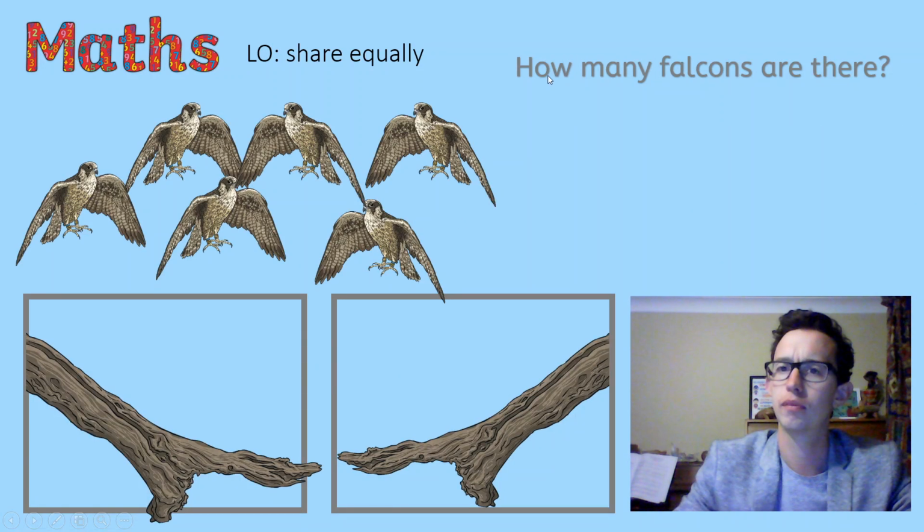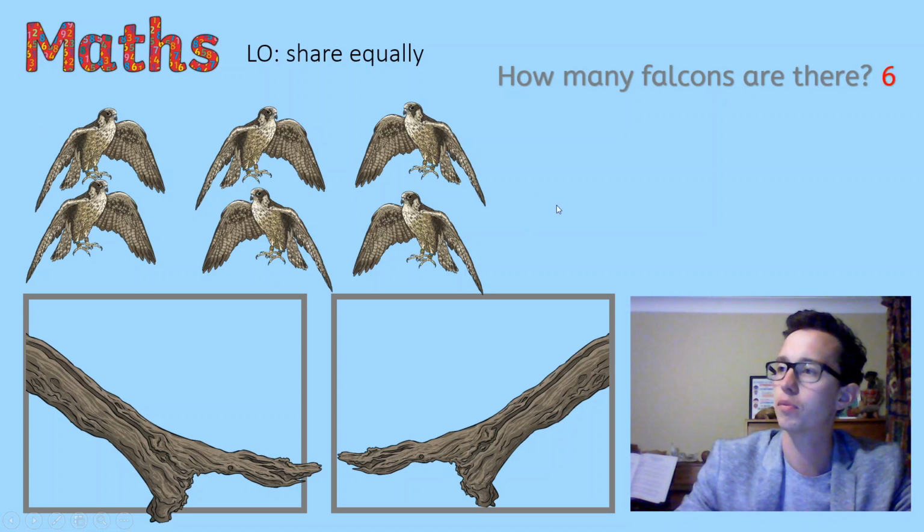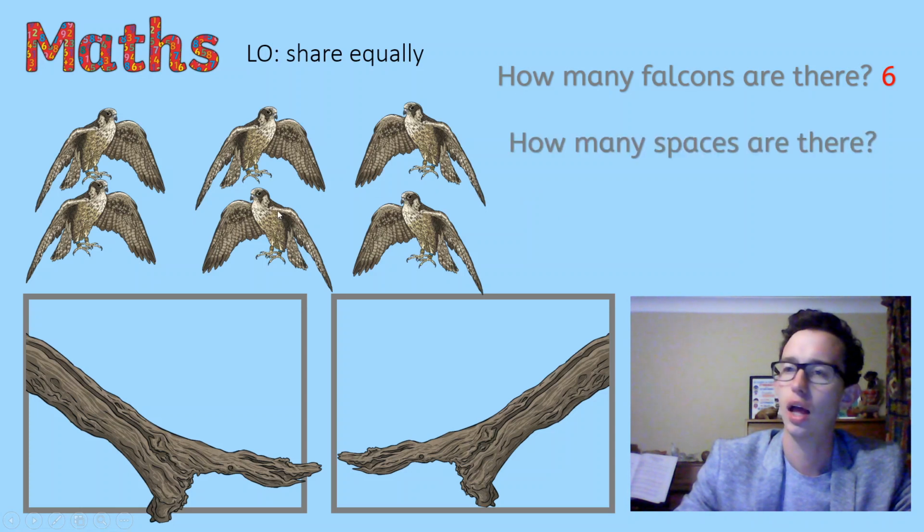Another one now. How many falcons are there? It's a bit tricky to count them at the moment, so I'm just going to put them in an array. There they are. How many falcons are there? Let's count them. 1, 2, 3, 4, 5, 6. There are 6 falcons altogether. How many spaces are there for these falcons? 1, 2. There are 2 spaces.